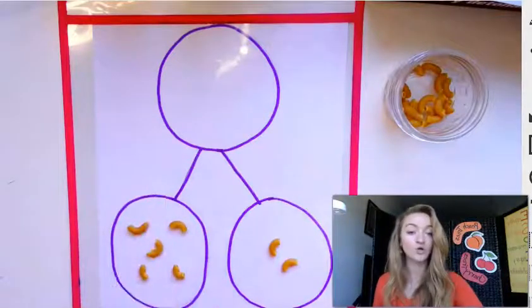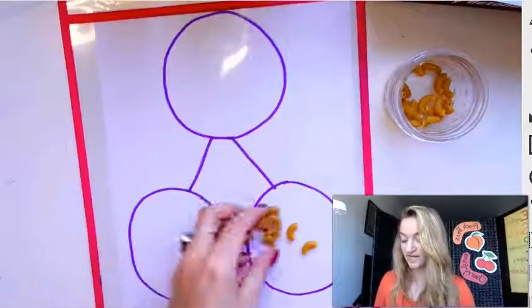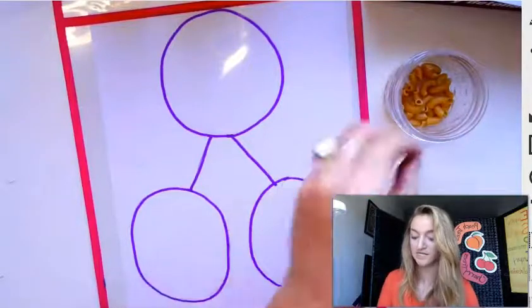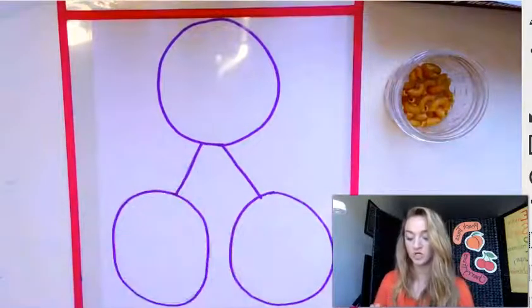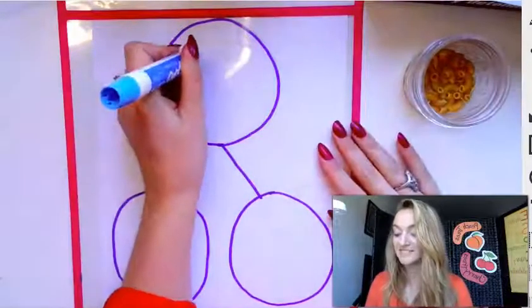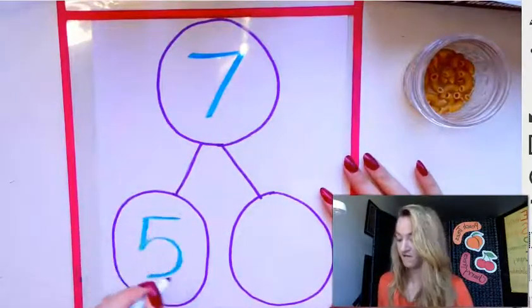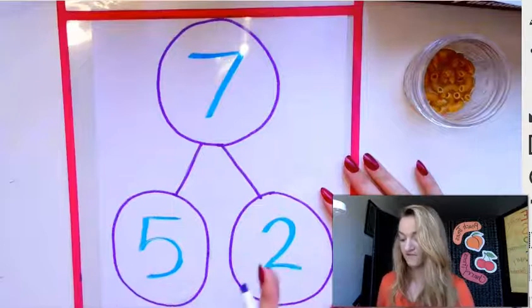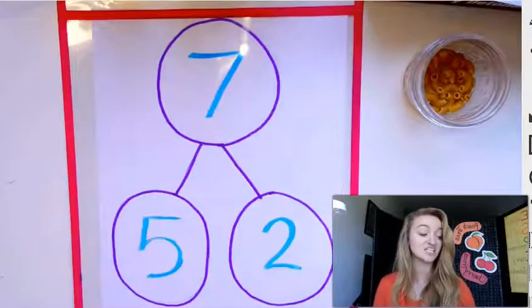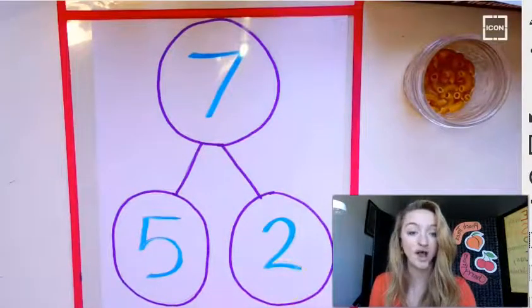So now what we're going to use are numbers, okay? We've been using counters, now we're going to use numbers. So I'll put my counters away nice and neatly, and I'm now going to use my numbers to represent the counters. So I had 7 here, and I broke up my 7 into 5 and 2. You'll notice that 5 and 2 make 7. Now that we practiced this a lot all together, we're going to start doing our math problems.